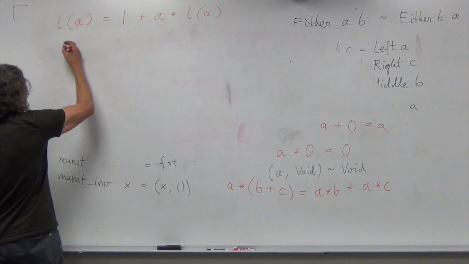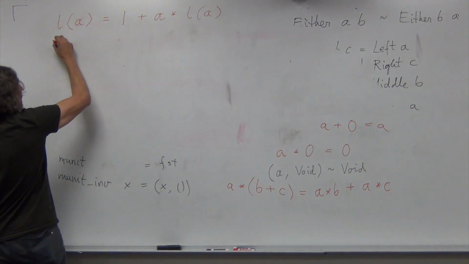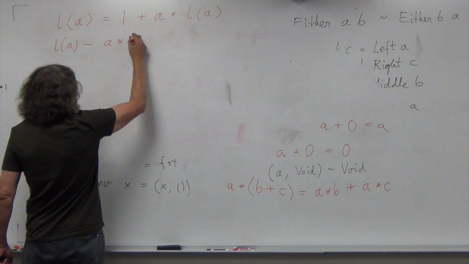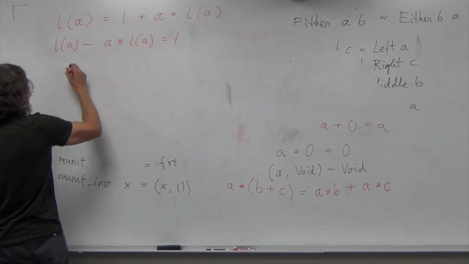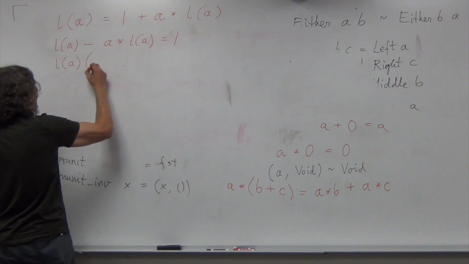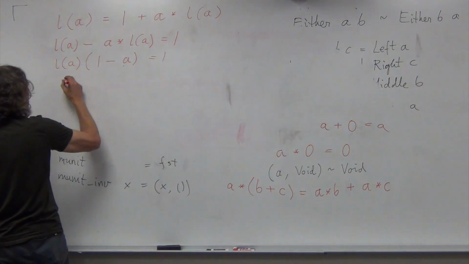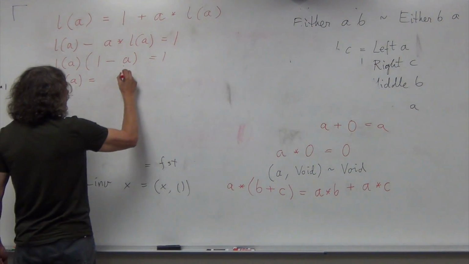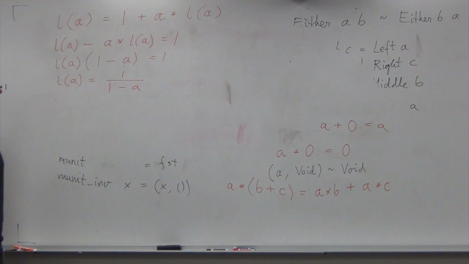Well, we can solve it by putting this on the left-hand side. So L of A minus A times L of A is 1, right? We can take L of A in front and say 1 minus A is 1, okay? I'm just doing this very trivial algebra. So this is 1 over 1 minus A.